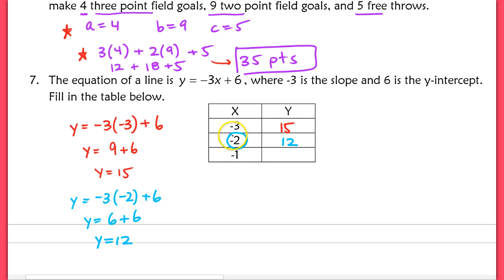Last up, you're going to plug in -1 for x here. I would like you guys to try this one on your own. So make sure you're doing that because we will check that problem here and make sure you're doing it with accuracy.